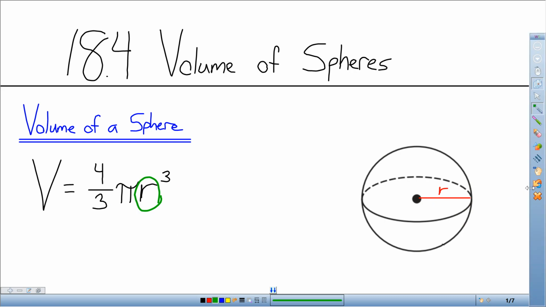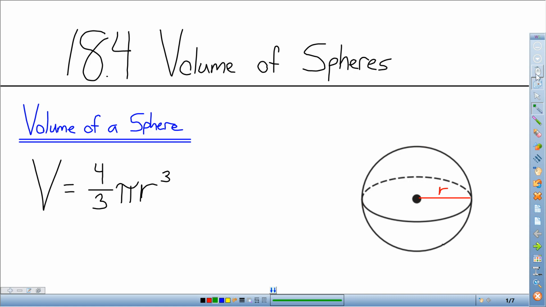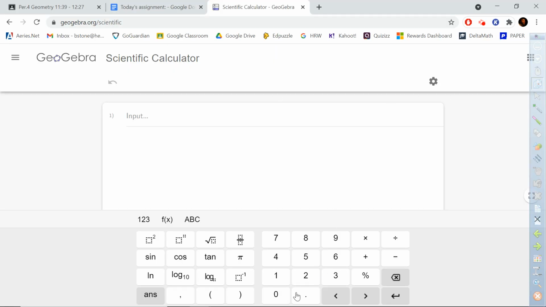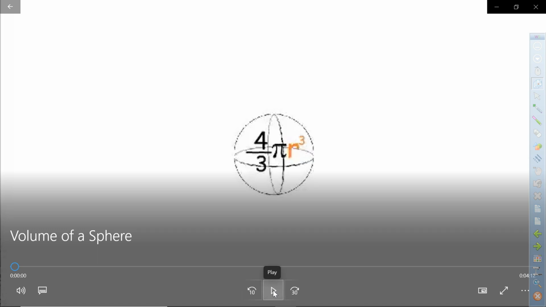All right, before we get into one of these problems, though, I want to show you a quick clip that kind of explains how this formula is created from the formula of finding the volume of a pyramid. Okay, there's actually a connection between these things. So just take a look at this. There's no sound here, so I'll just kind of talk as it goes through. But yeah, take a look. This is interesting.